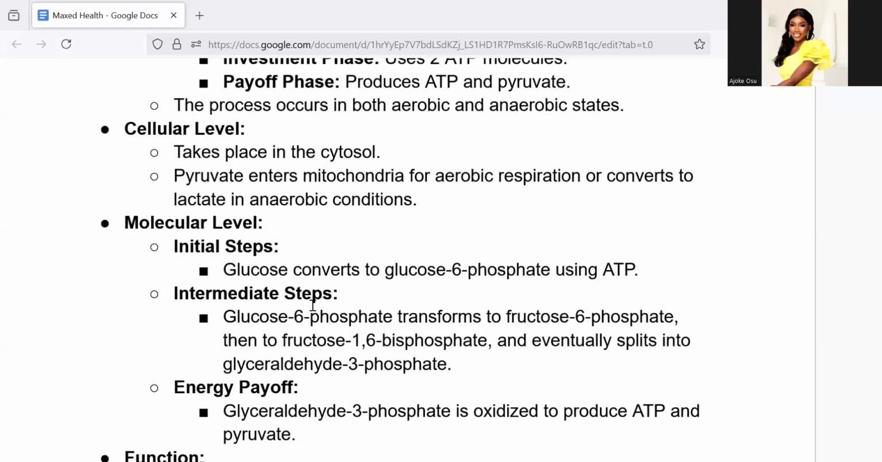Glyceraldehyde 3-phosphate will become oxidized in an exergonic reaction into 1,3-bisphosphoglycerate, reducing an NAD plus molecule to NADH and hydrogen plus. So 1,3-bisphosphoglycerate will then turn into 3-phosphoglycerate with the help of phosphoglycerate kinase, along with the production of the first ATP molecule from glycolysis.